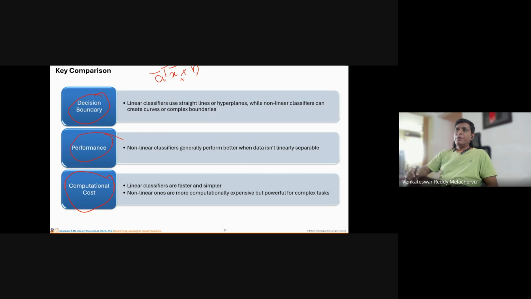So these are the three parameters, and considering these three parameters, obviously it is contextual, but linear classifiers will definitely be a little cheaper and maybe perform better. But they have a constraint: they cannot classify non-linear data well. So it's situational. We will look at that.